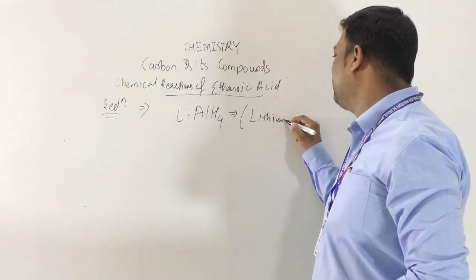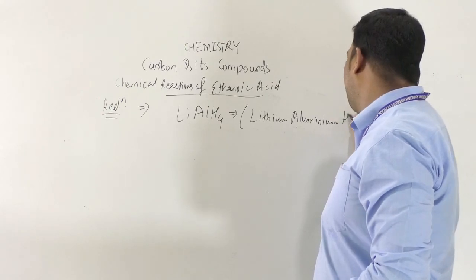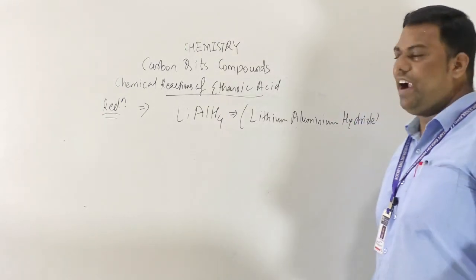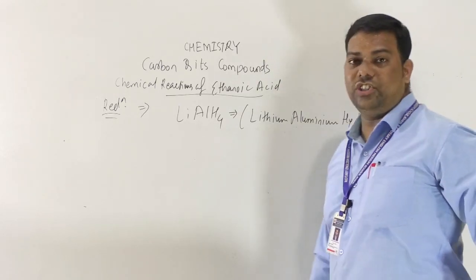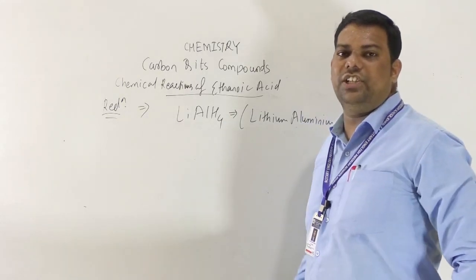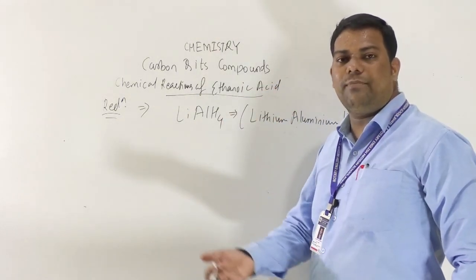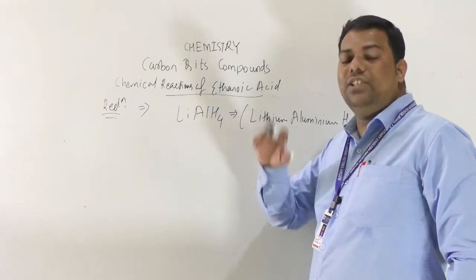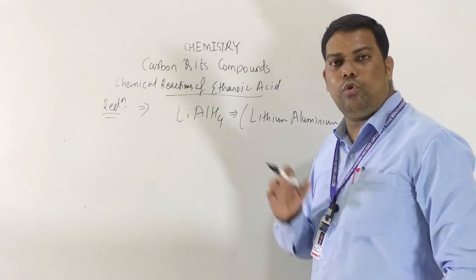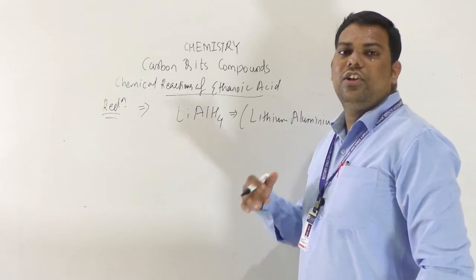Lithium aluminum hydride, a strong reducing agent. Like that, as you know, beta, strong oxidizing agents are alkaline KMnO4, or we can say acidified potassium dichromate. Mild oxidizing agents are PCC, pyridinium chlorochromate. These are mild oxidizing agents.